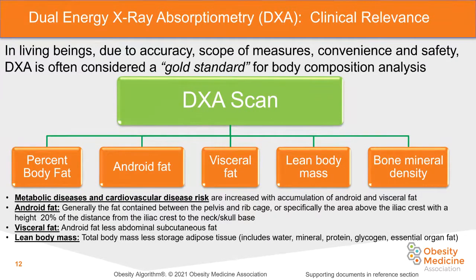So here's the DEXA scan. Why is it the gold standard? Because you get a percent body fat, you get your android fat. Many machines, not all, but many machines give you the android fat and the visceral fat, lean body mass. Very interesting. And then finally, yes, you get bone mineral density. Now you need to be a little careful because many of the places that advertise that they do DEXA only do DEXA for bone mineral density. So it's just a matter of software and training of the staff. But still, if you're trying to get a body composition analysis and you send them to a place that does bone mineral density, they're not going to know how to do that.